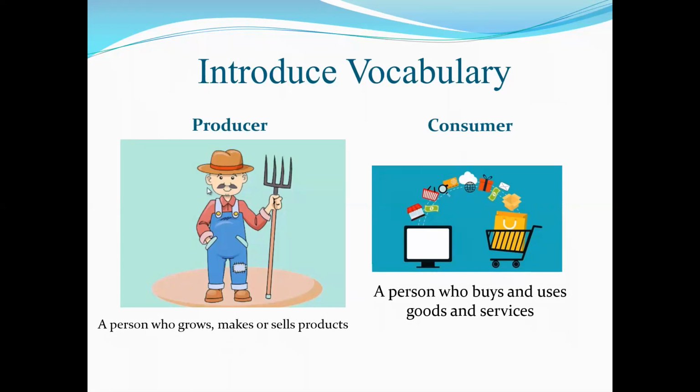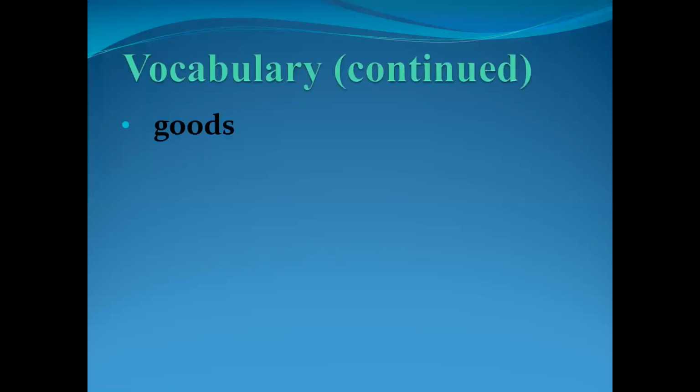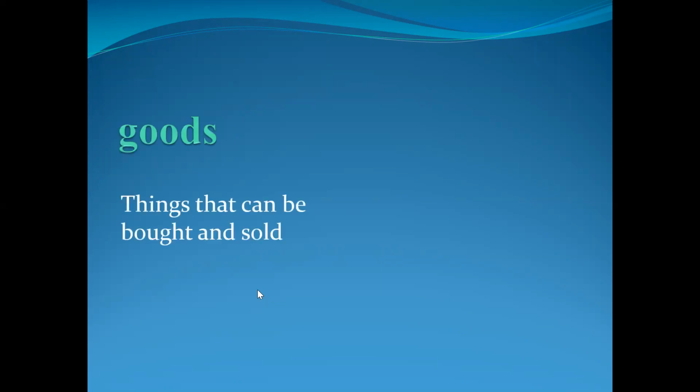Let's move on to the next set of vocabulary words. We have three more, which is goods, services, and marketplace. Let's go through each one of them in detail.